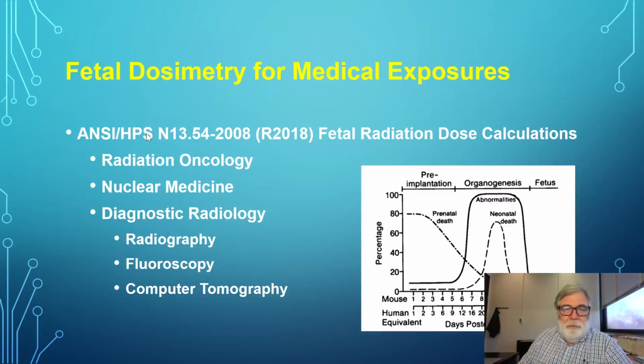ANSI N13.54 has sections on radiation oncology, how to assess dose in that situation, in nuclear medicine, and in diagnostic radiology. And that's broken down into fluoroscopy and computed tomography. So that's what we're going to use as our outline. I have a graph here to reiterate what we said before. The effect of radiation depends on the timing of the exposure. And so this is for, in mice, for a given exposure, the relative contribution for when the exposure occurred.